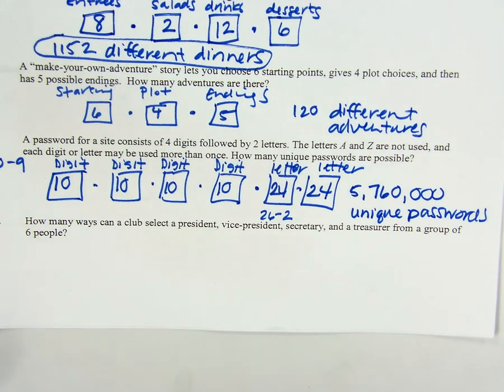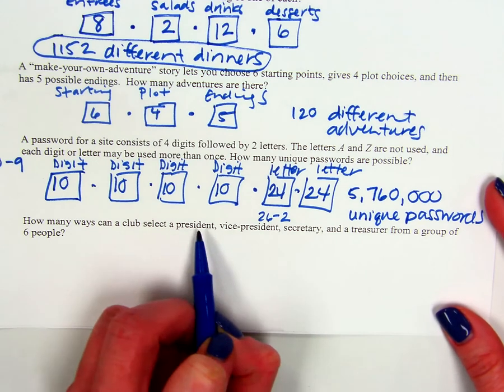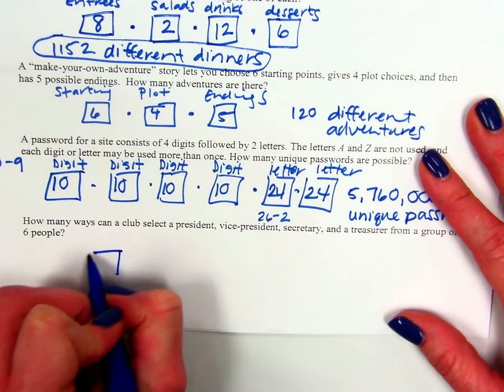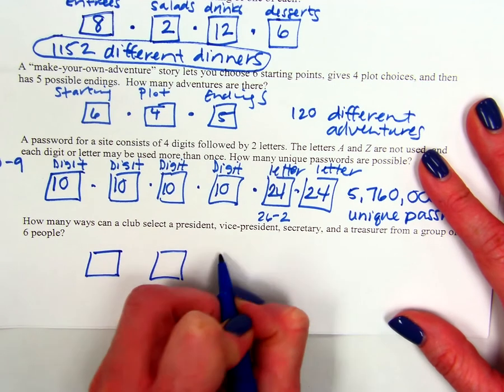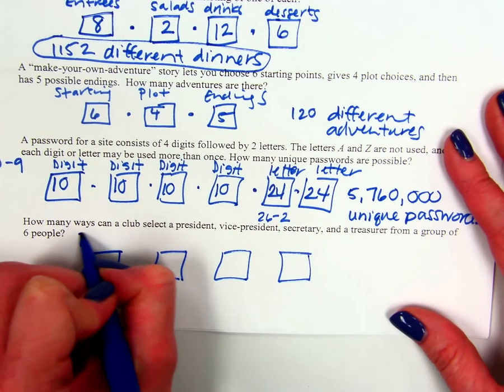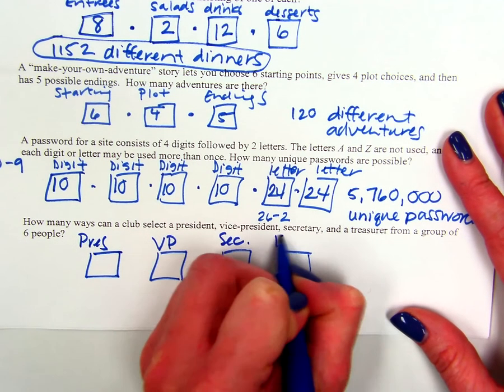Number 4 says, how many ways can a club select a president, vice president, secretary, and a treasurer from a group of 6 people? So we have 4 different positions: president, vice president, secretary, and treasurer. So we're going to start with 4 boxes, and we're going to label all those boxes: president, vice president, secretary, and treasurer.